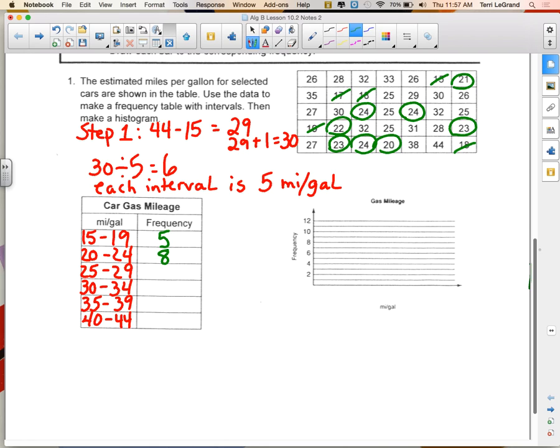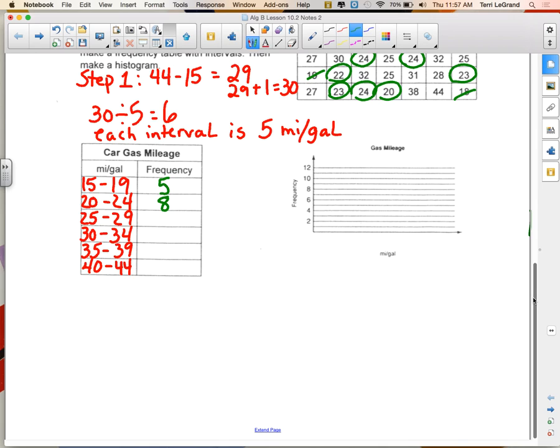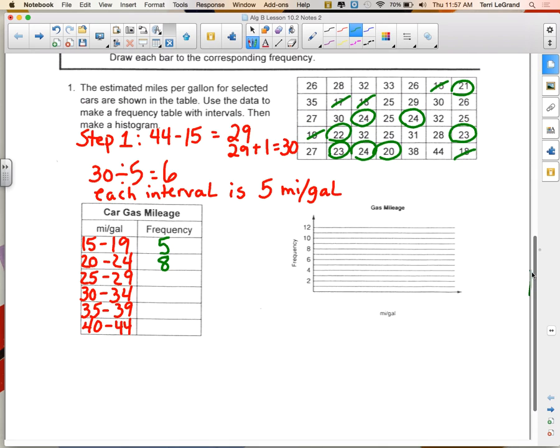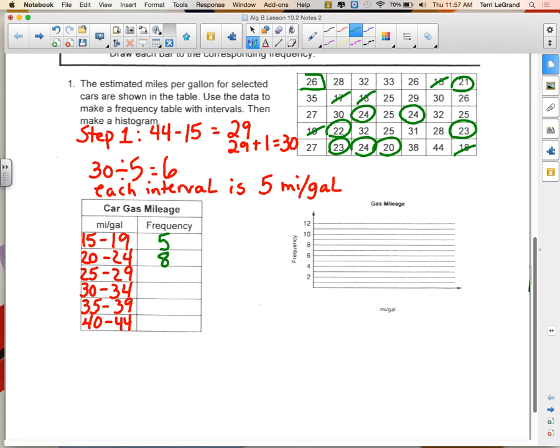Go ahead and finish filling out the rest of the table now. We're making our frequency table right now. Maybe I could use a different color to help you find some of these. Maybe that would help you guys.